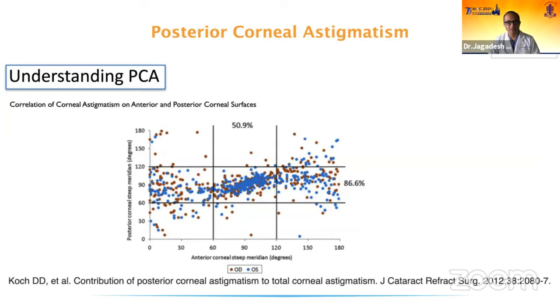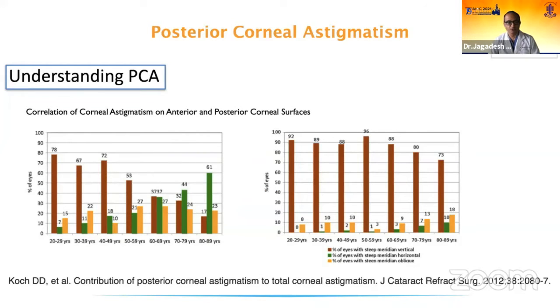If you look at the pattern of orientation, the posterior corneal astigmatism is oriented in the majority of cases vertically, as you see in this scatter plot. On this bar graph, on your left, you have the anterior corneal curvature orientation at different age groups. On your right, you have the posterior corneal curvature orientation. There's a stark difference here. In the majority of individuals, the posterior corneal astigmatism is oriented vertically, and this is not true in the case of the anterior corneal curvature.